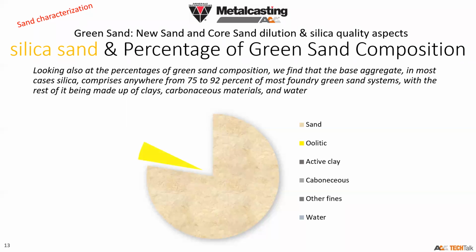And the rest of it, you will see, is oolitic, active clay, carbonaceous, other fines, and water. And I will tell you more about oolitic a bit later. You'll understand what it means. Well, so that is the typical composition, I would say, of green sand.